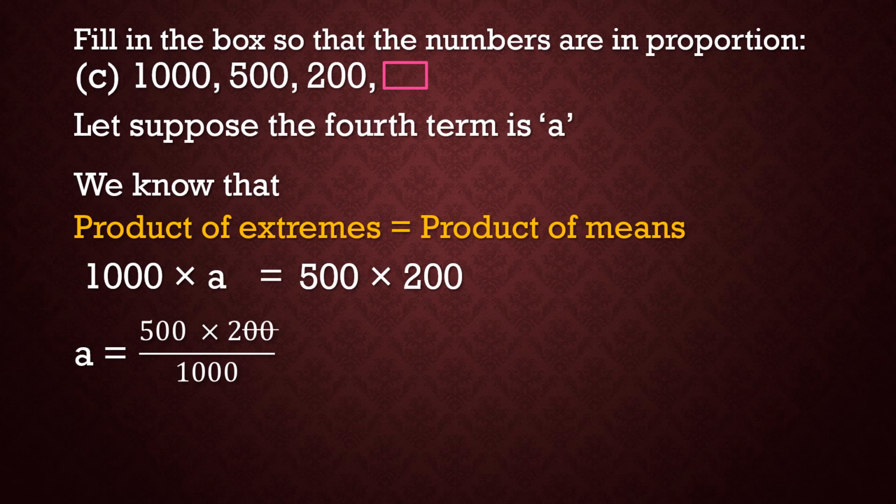First, cut 20 by 20. Then we have 500 multiplied by 2 upon 10. Again cut 10 by 10. We have 50 multiplied by 2. Further, it is not divisible by any digit. Do the multiplication. 50 2s are 100. So A is equal to 100. That means the fourth term is 100. And if we write 100 in the box, the numbers are in proportion.